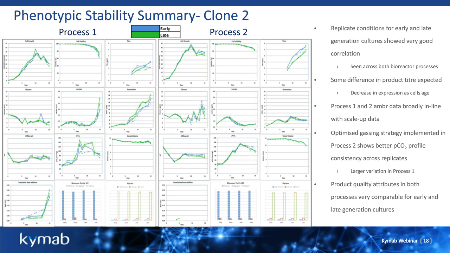The last 2 charts in the bottom row for both processes show the purity and glycosylation data. You can see that this data was really consistent across the replicate condition and also between the different cell generations. And this was observed for both bioreactor processes. This data was really positive and helped us to select clone 2 as our lead cell line.